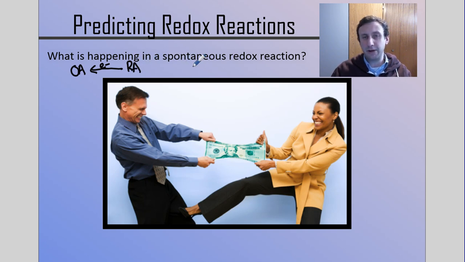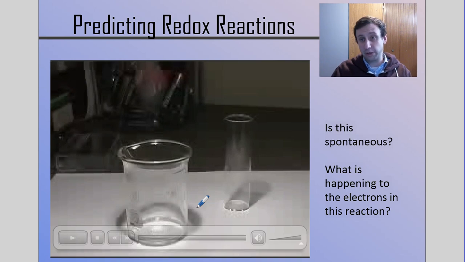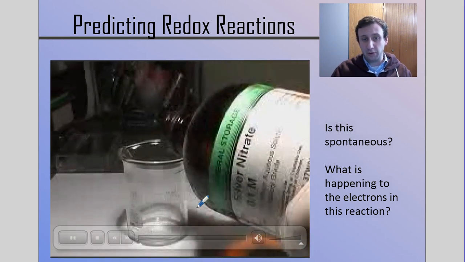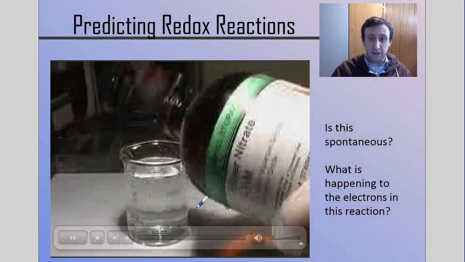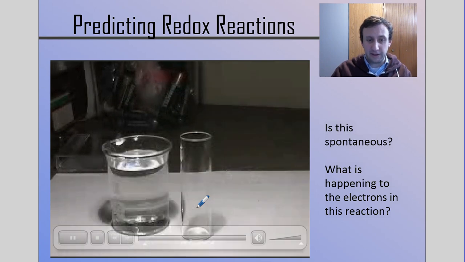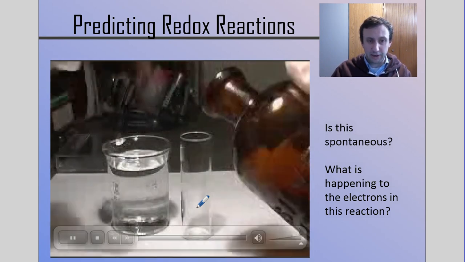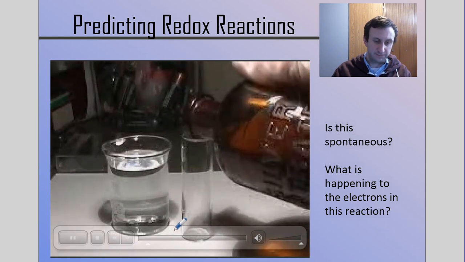So in terms of figuring out if a reaction will be spontaneous or not, the question is: is the OA strong enough to take electrons away from the RA? And that's the question we're trying to ask. This isn't money, this is electrons. Okay, so that's kind of what we're trying to figure out when we figure out if a redox reaction is spontaneous or not. So here's a video, and let's think about, while we're watching this very pixely, bad resolution video, is this reaction spontaneous or not? So how do we know that a reaction is actually spontaneous?